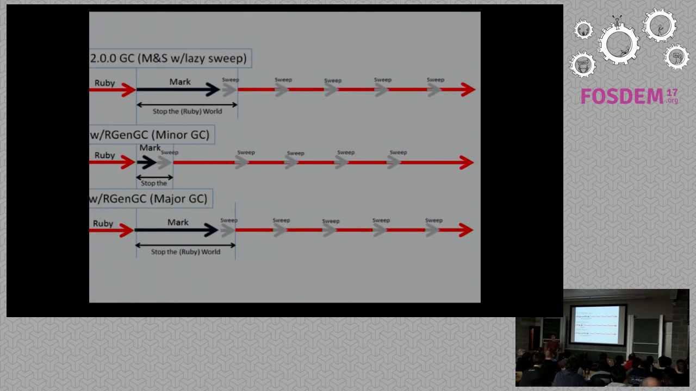So the whole advantage here is most of the time we're going to be doing minor GCs. And you can check this yourself. If you look at GC.stat in any running Ruby process, you can see how many minor and major GCs it's done. Usually you'll see minor GCs happen twice as often as major GCs, and sometimes more, depending on the age of the process and what you're doing with it.